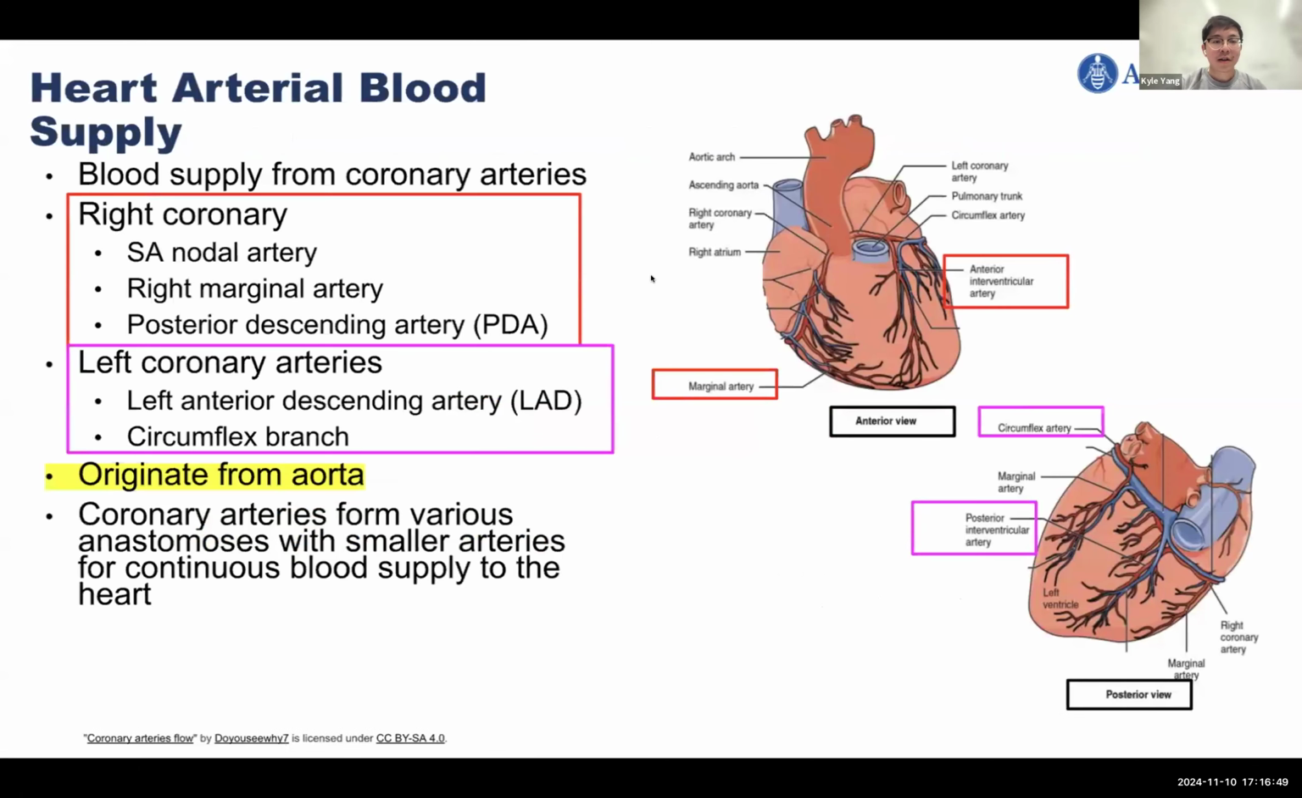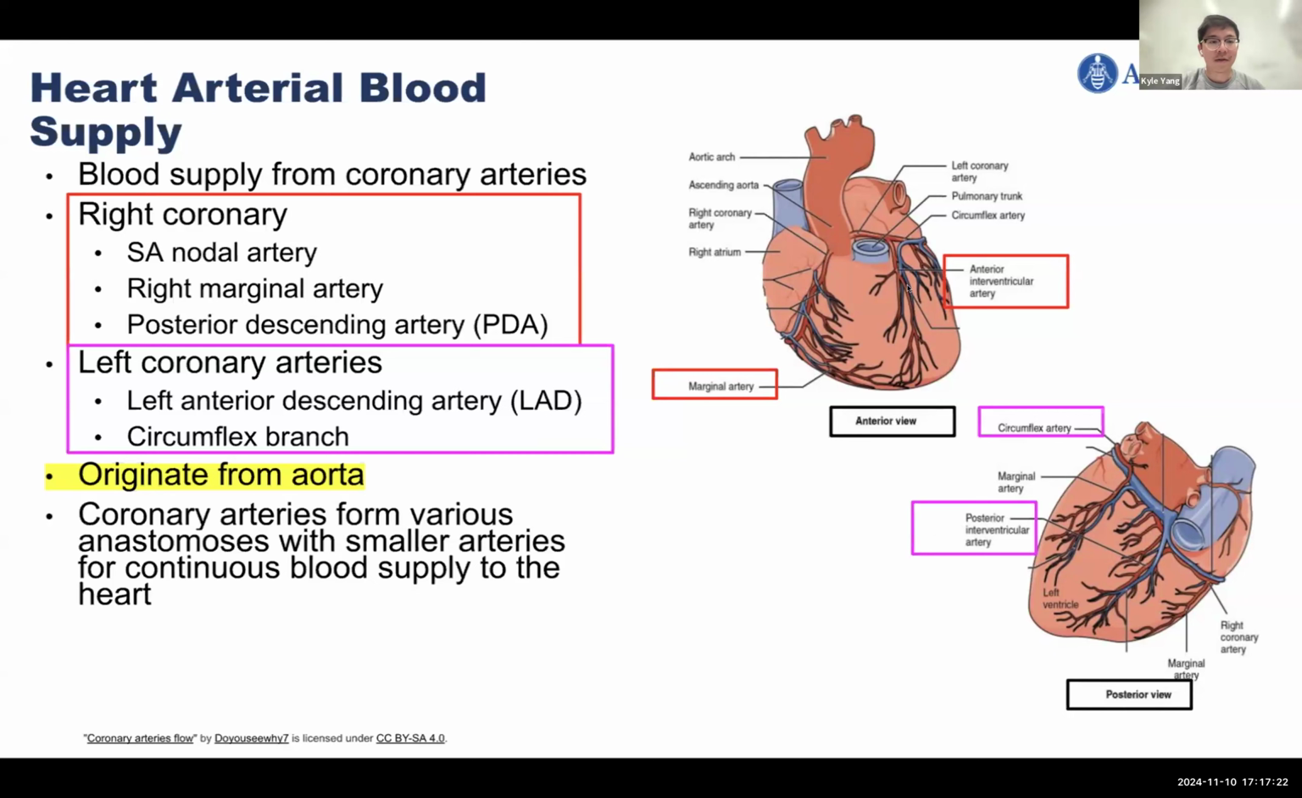Okay. Taking a closer look at the blood supply of the heart, again, as I said, the right and the left coronary arteries arise from your aorta. So you can see them coming off of the aorta right here. And then your right coronary artery has your SA nodal artery, your right marginal artery, and your posterior descending artery. And they are shown right here. Here it's labeled as the posterior intraventricular artery. But as I just mentioned, this is the same as your posterior descending artery.